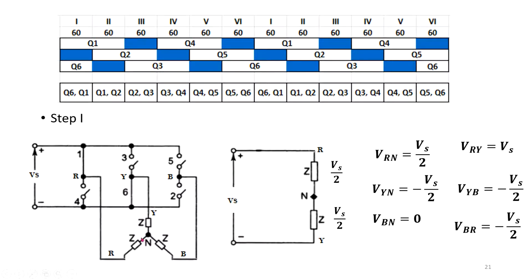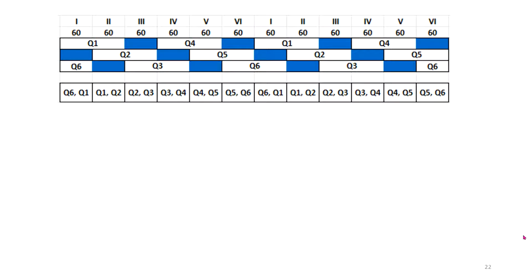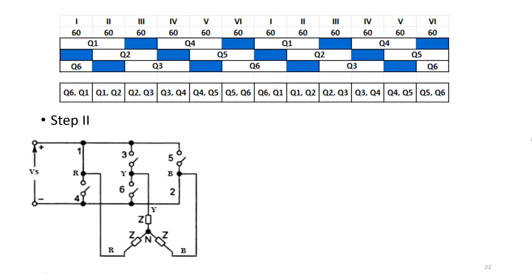B point is at the neutral, okay, because there is no connection over here, and if it is here or here, there is no difference. Ry is simple Vs, Yb is minus Vs by 2, and Vr is Vs by 2. For step 2, let's see what the circuit diagram is. It is converting Q1 and Q2.